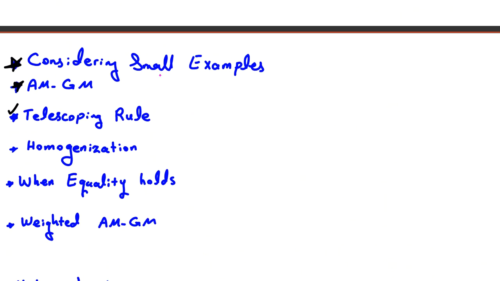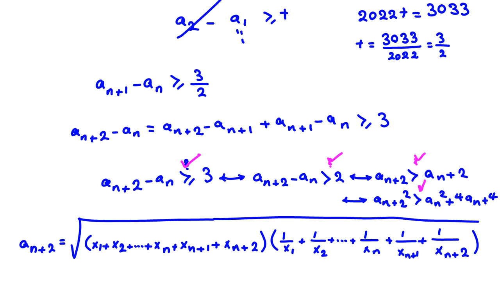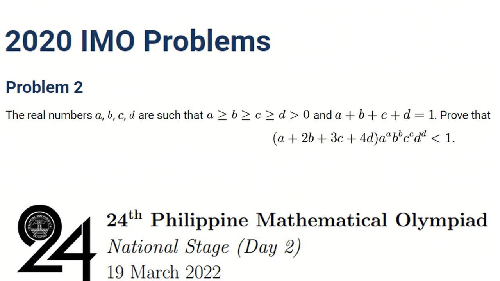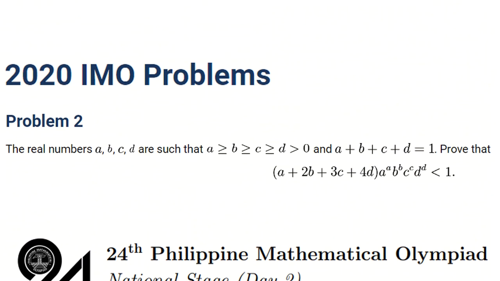Okay. Now we worked on the telescoping rule. We worked on AM-GM. Also we worked on QM, AM, GM, HM. We worked also on AM-HM. We worked on considering small examples. Homogenization is left, and when equality holds, weighted AM-GM. So let's try this IMO problem.